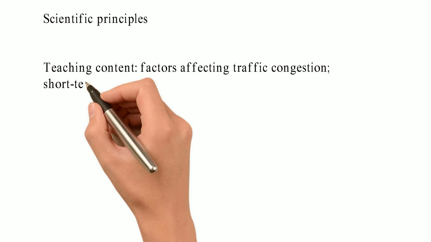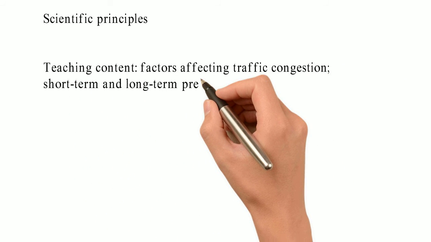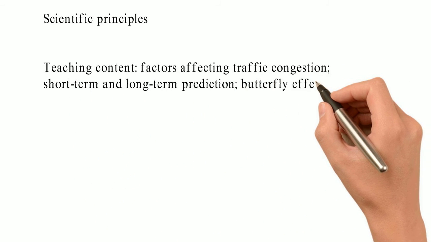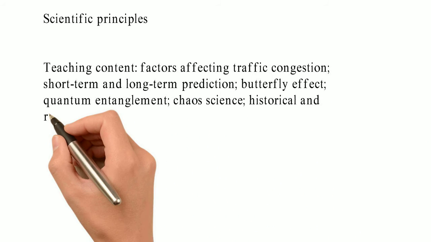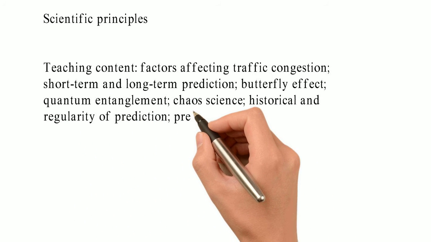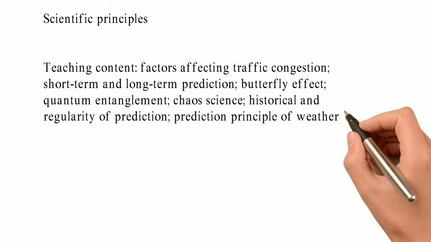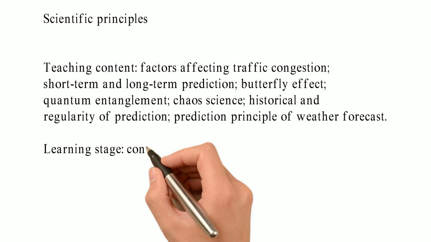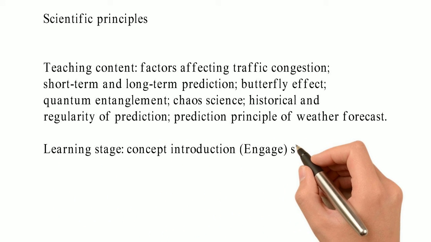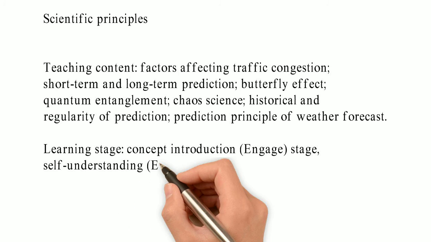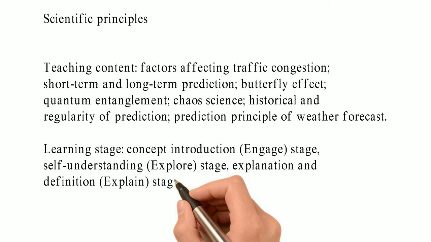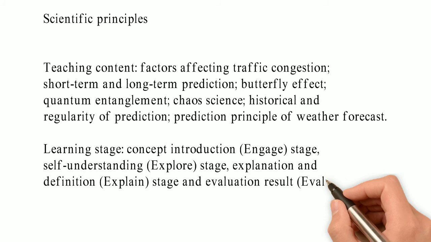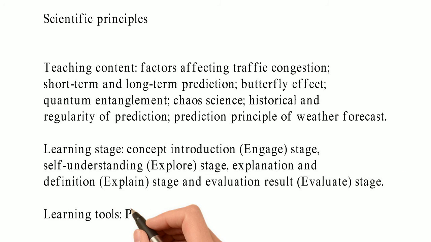Teaching content: factors affecting traffic congestion, short-term and long-term predictions, butterfly effect, quantum entanglement, chaos science, history and regularity of predictions, prediction principles of weather forecasts. Learning stage: engage, explore, explain, evaluate. Learning tools: PPT and AR.